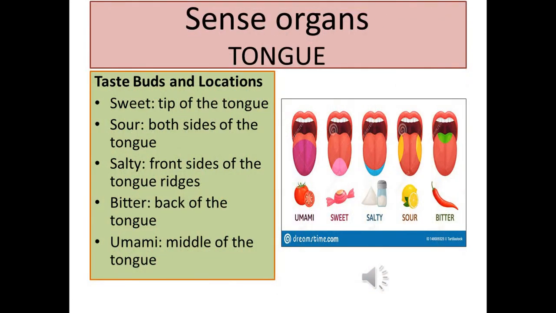Taste buds and their locations. Sweet, tip of the tongue. Sour, both sides of the tongue. Salty, front sides of the tongue ridges. Bitter, back of the tongue. Umami, middle of the tongue.